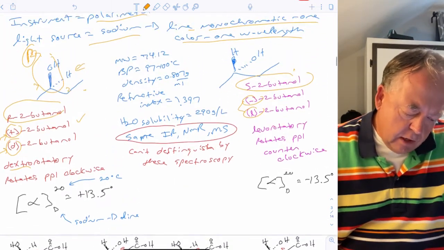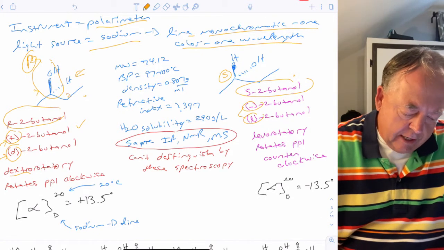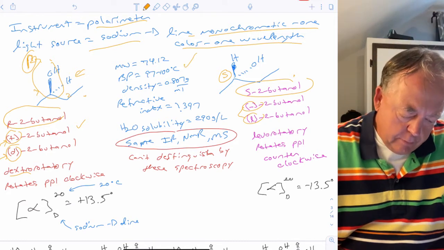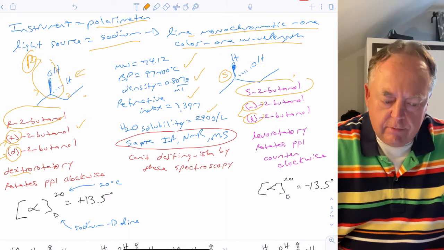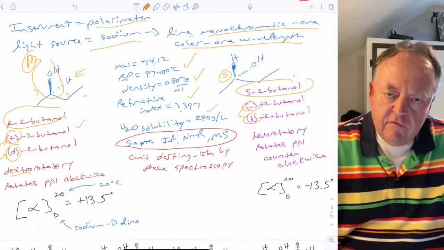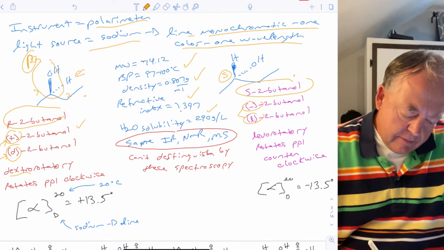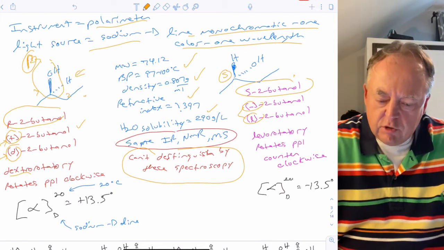Okay, so these two molecules are enantiomers of each other, right? This is the R and this is the S isomer, so they're enantiomers. And if you remember, enantiomers have the same physical properties: same boiling point, same density, same refractive index, same water solubility. If you took the IR, NMR, mass spec of them, you would get identical spectroscopy out. So that means it's difficult to distinguish between the molecules, right? So how can you distinguish between them?